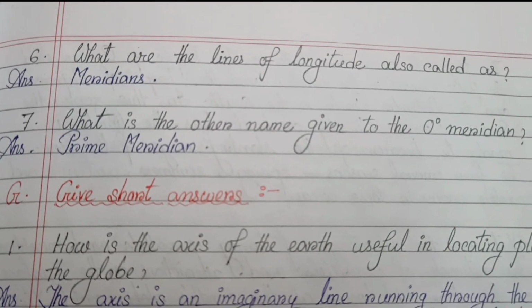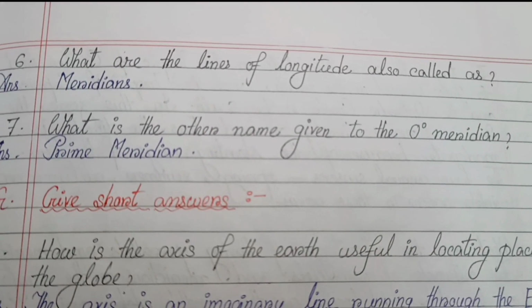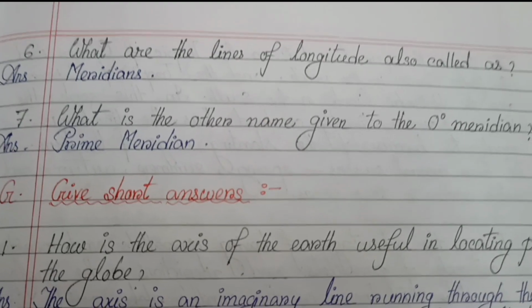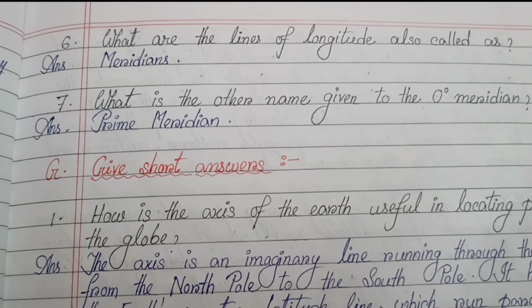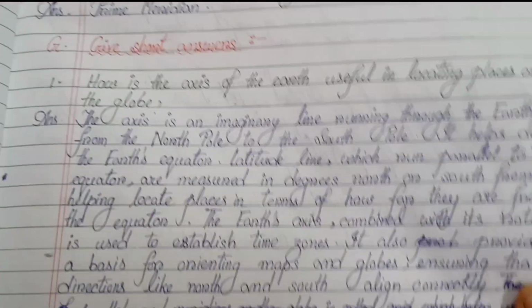Number 6, what are the lines of longitude also called? Meridians. Number 7, what is the other name given to the 0 degree meridian? Prime meridian.